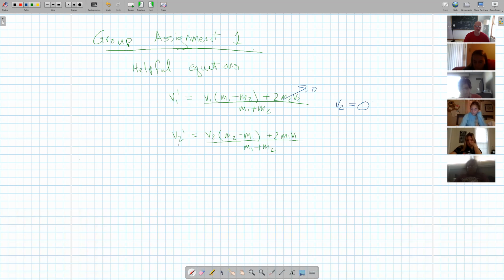v2 prime is the velocity after the collision of the second object, m2. That's equal to v2 times m2 minus m1 plus 2 m1 v1, divided by m1 plus m2. But again, v2 is simply equal to 0, so that term is going to go away. As far as the group assignment is concerned, the only one we care about is this one. The other one is nice to know, but we don't need it for this particular problem.